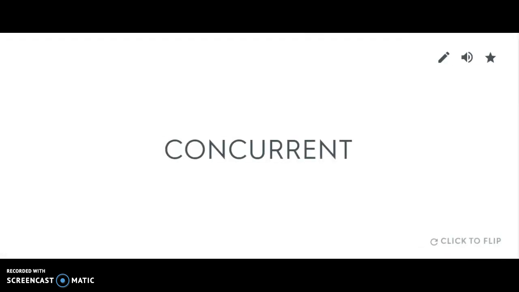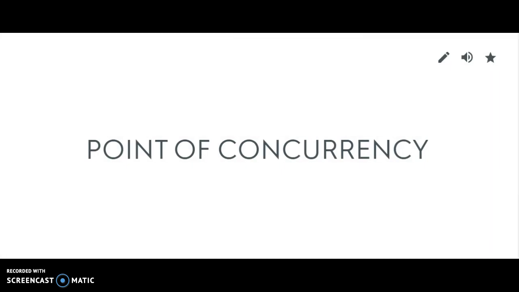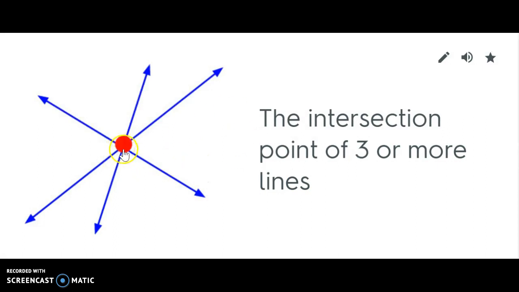The first thing we need to know is what it means to be concurrent. Things are concurrent when they intersect. So when I have three or more lines intersect, those lines are concurrent. The location of where they intersect is called the point of concurrency. So these three lines intersect, and that red point is the point of concurrency.